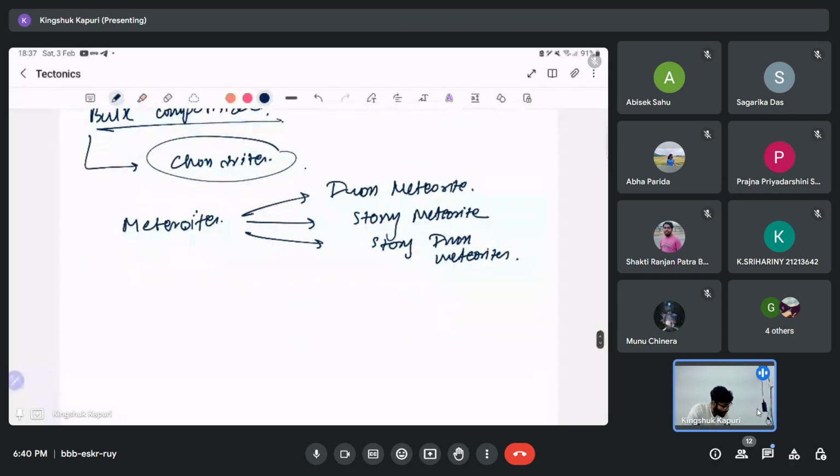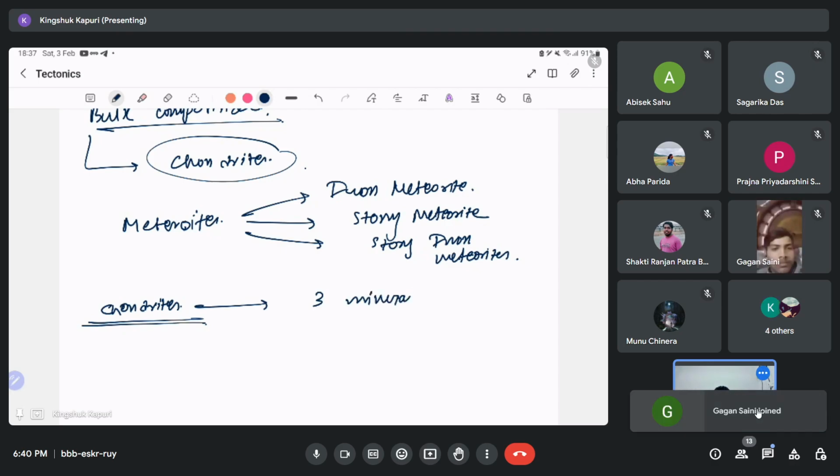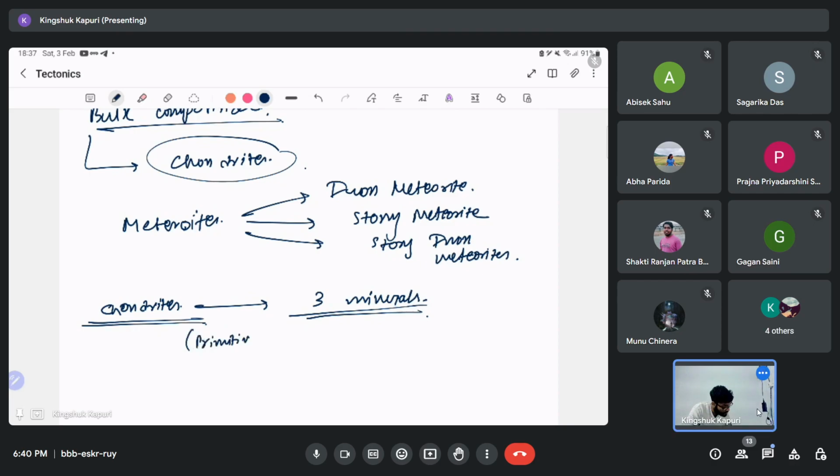Okay, now in these chondrite meteorites, they are composed of three minerals most importantly, and it is a primitive meteorite. Now what are the three minerals in the chondrite, can you tell me please? Anyone who knows?